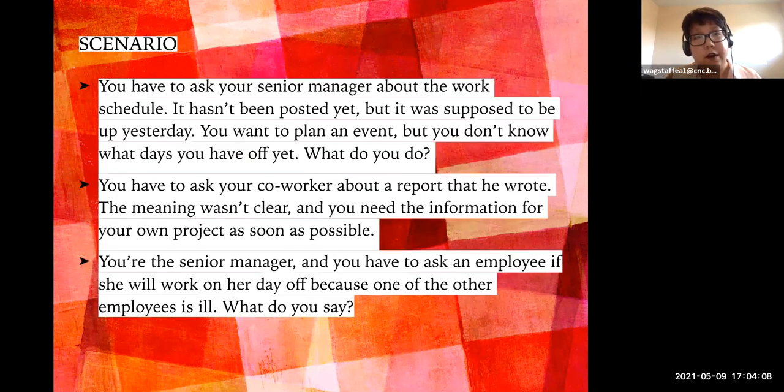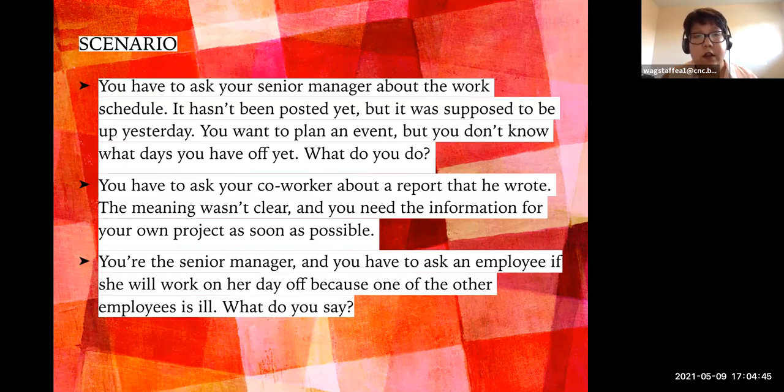So, another scenario. You have to ask your senior manager about the work schedule. It hasn't been posted yet, but it was supposed to be up yesterday. You want to plan an event, but you don't know what days you have off yet. What do you do? Second scenario. You have to ask your coworker about a report that he wrote. The meaning wasn't clear and you need the information for your own project as soon as possible. What do you do? You're the senior manager and you have to ask an employee if she will work on her day off because one of the other employees is ill.